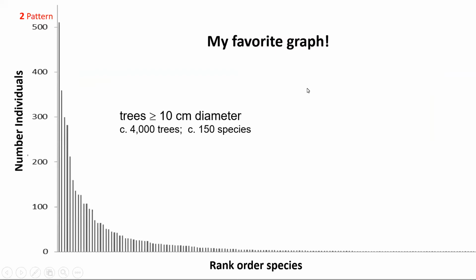This is my all-time favorite graph. I don't know if any of the rest of you have a favorite graph, but this graph is my favorite because to me, it expresses the fascination, the mystery, the great aesthetic pleasure of tropical forest. And what it shows is a rank order abundance distribution of tree species. So down here on the horizontal axis, we have more or less 150 species ranked from most abundant, as shown on this axis, to least abundant over here.